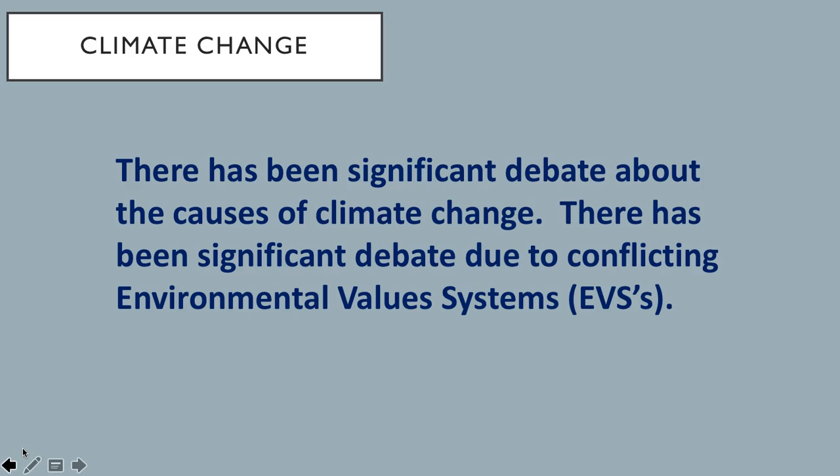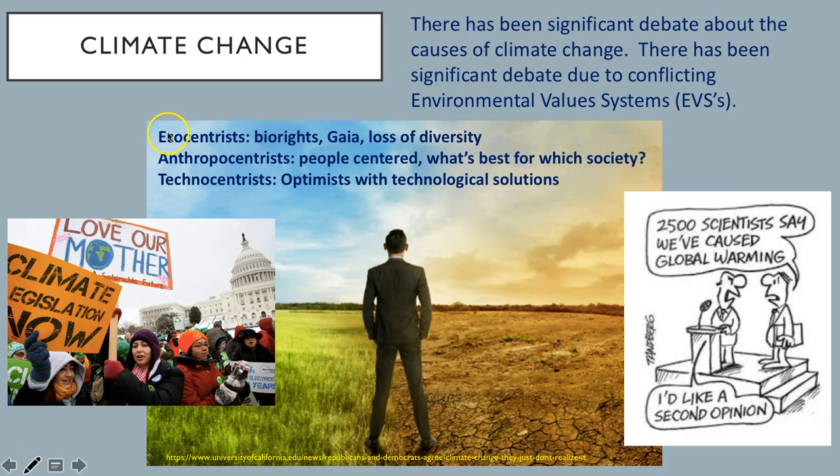There has been significant debate due to conflicting environmental value systems. Ecocentrics might argue for a plan to stop the use of fossil fuels in order to protect Earth. Anthropocentrists and technocentrists might argue that we should continue to drill, extract, and use fossil fuel because that's what's best for society and because we have the technology to ward off the impacts of climate change.